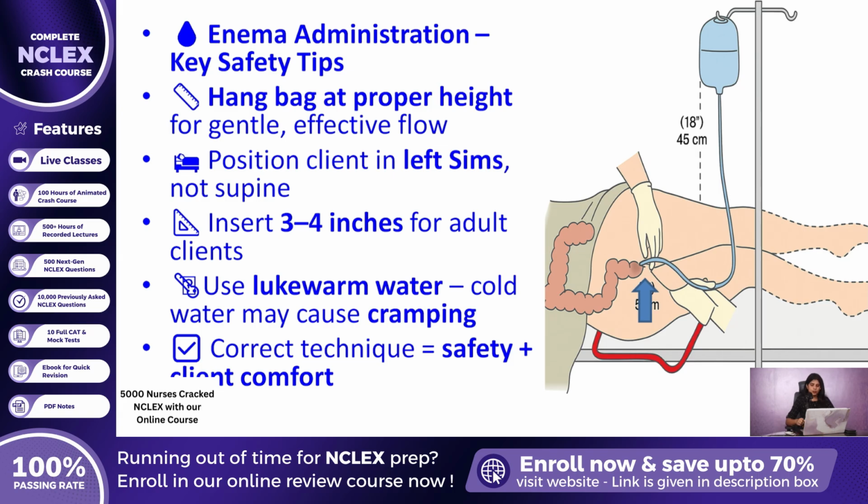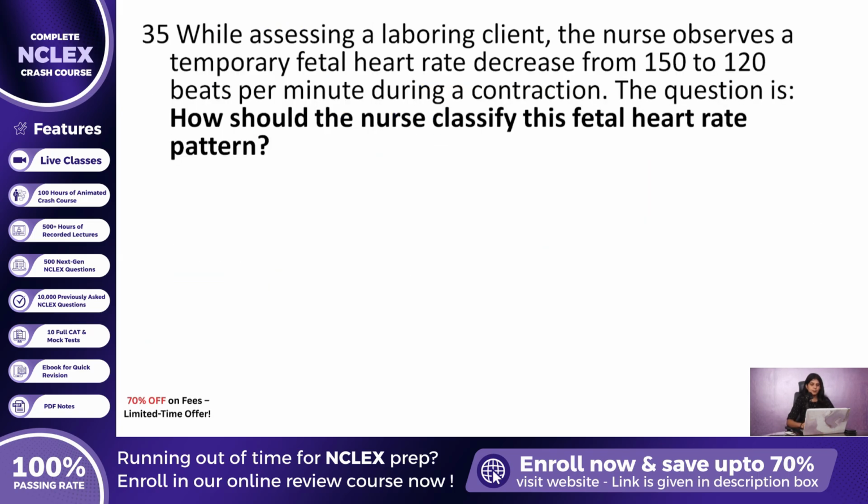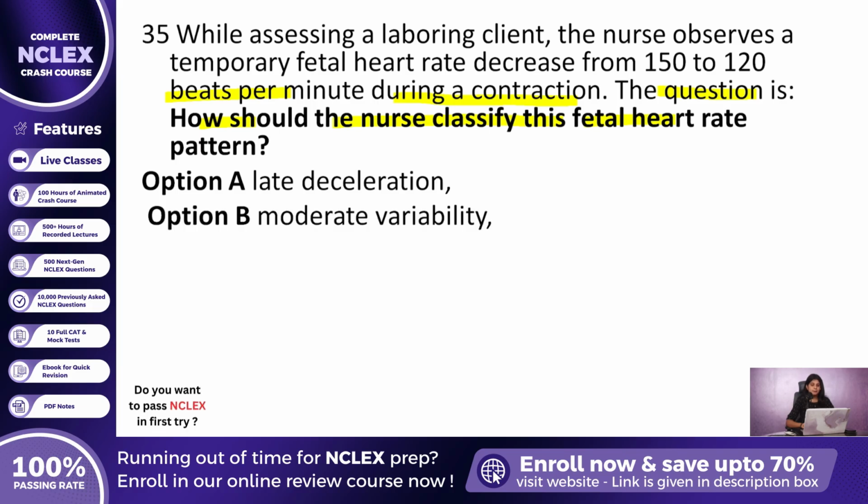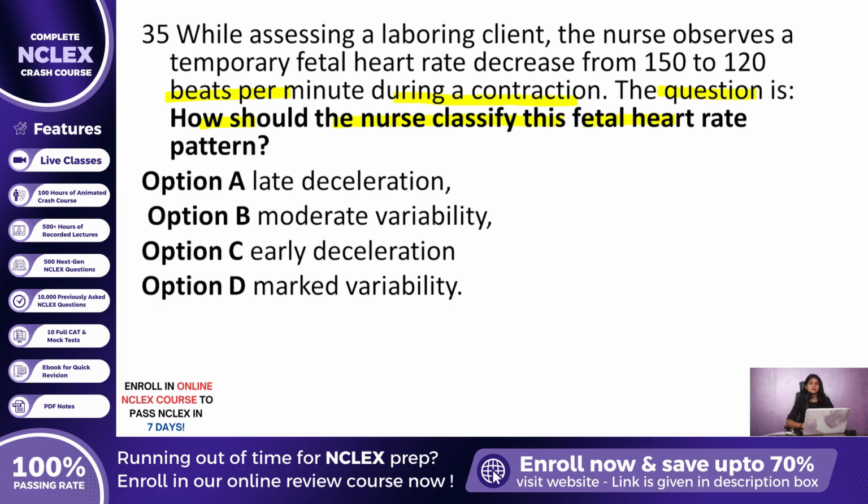Let us now turn to question 35, which tests knowledge of fetal monitoring during labor. While assessing a laboring client, the nurse observes a temporary fetal heart rate decrease from 150 to 120 beats per minute during a contraction. The question is, how should the nurse classify this fetal heart rate pattern? The options include option A, late deceleration, option B, moderate variability, option C, early deceleration, and option D, marked variability. The correct answer is option C, early deceleration.